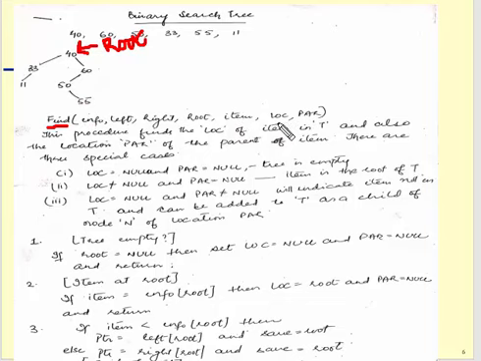Location, so what is the location now? Location is the location of the element that you want to search for. That means if it is present, suppose I want to search for 50, location would be the address of this particular node. But if that item is not present, location would be null.